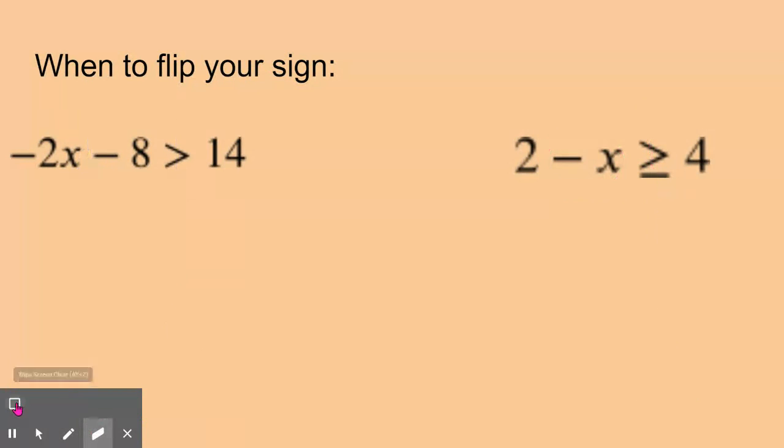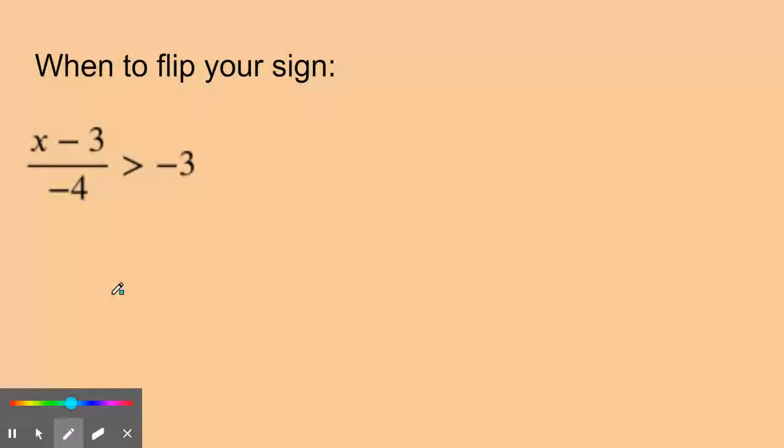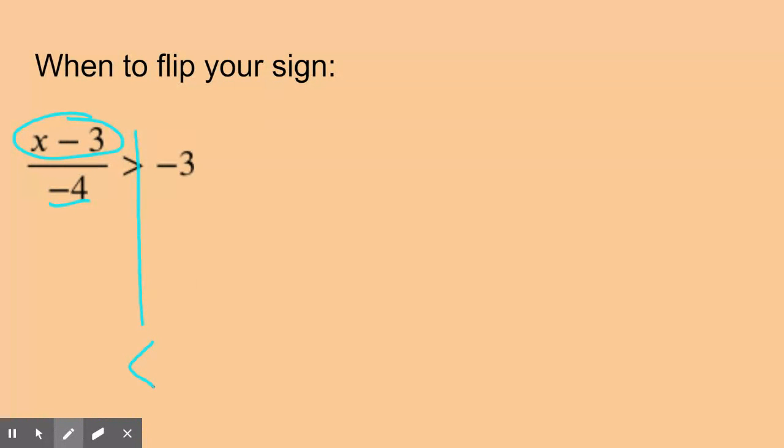In the last situation where we have to flip, it may look like this. What I focused on in the first two were the circles. So here I draw my line and I circle my numerator. Well, what is circled doesn't tell me to flip. In this situation, what would tell me to flip is this negative 4. And the reason for that is x is being divided by a negative. Therefore, I would have to flip my inequality sign.